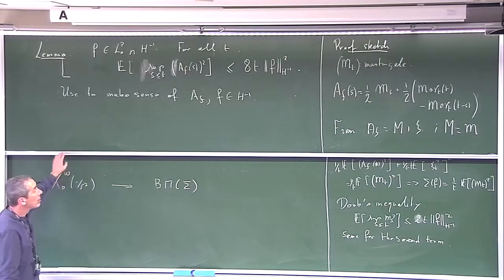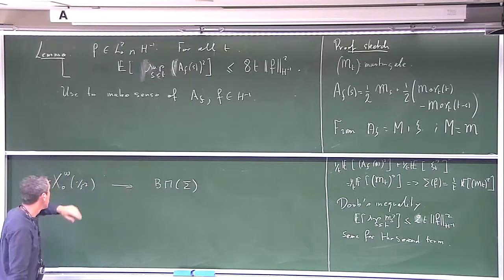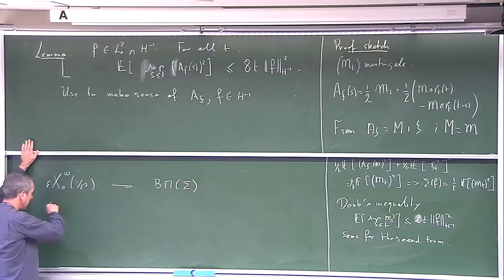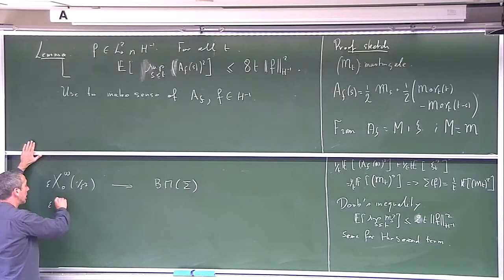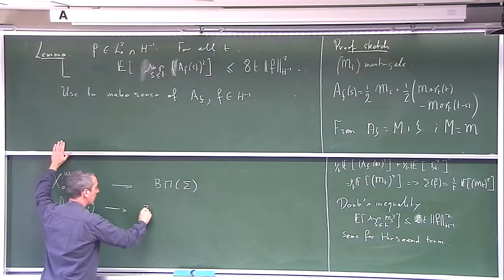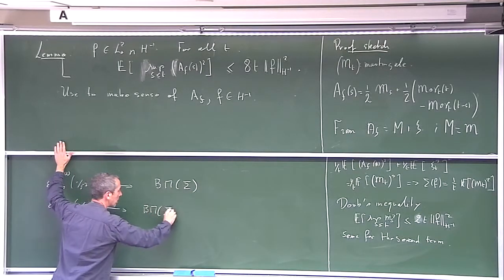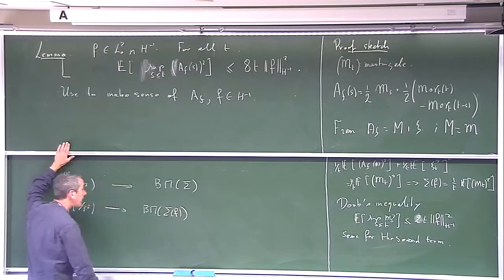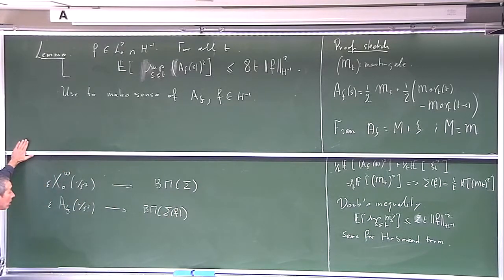And we've seen something better, which I just erased. But we also saw that if you look at epsilon times an additive functional, AF, that you also rescale in a diffusive way, then you also get a Brownian motion. And now the covariance is called sigma of F. And we actually have more.